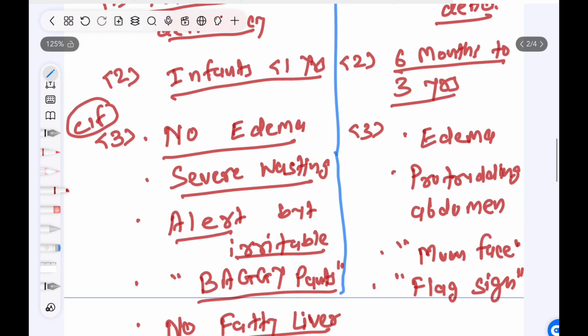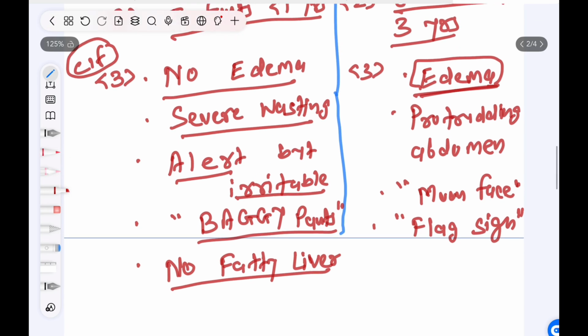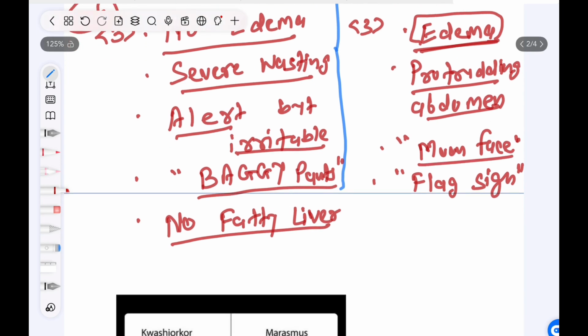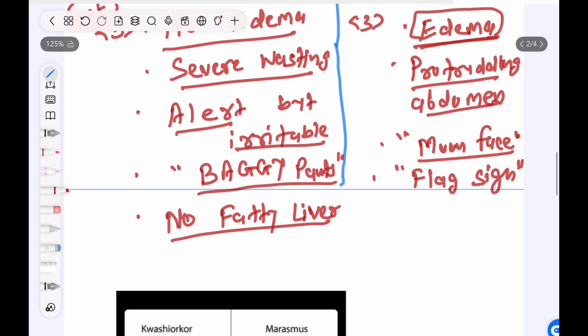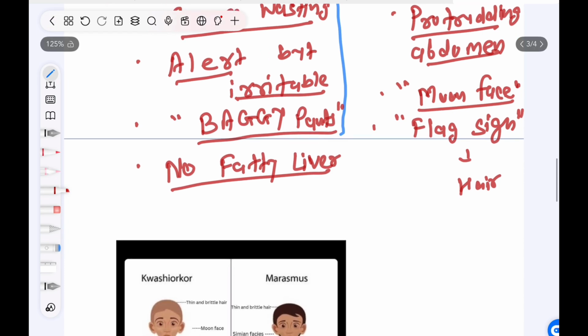Okay, and in Kwashiorkor's clinical feature, the swollen child, edema is the most striking feature. Okay, and the protruding abdomen due to fatty liver and low albumin. Remember that. Then the moon face in Kwashiorkor and the fleck sign in hair, alternating light and dark bands. Okay, and in Kwashiorkor also subcutaneous fat is preserved, so they don't look as wasted, and the child is usually apathetic with loss of appetite.